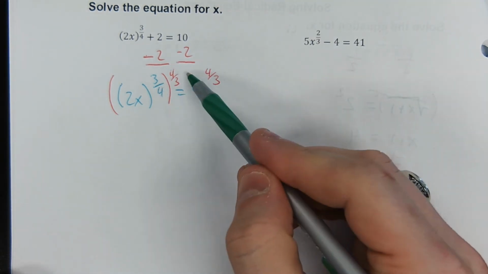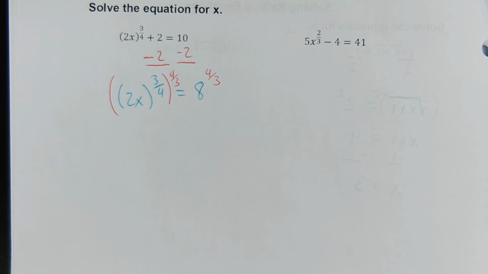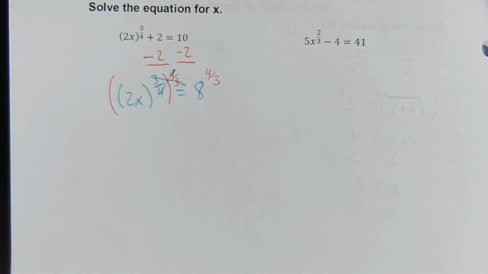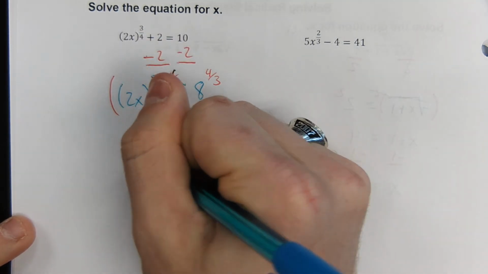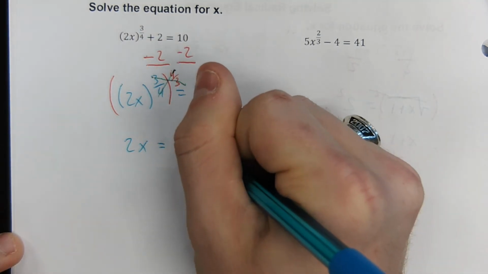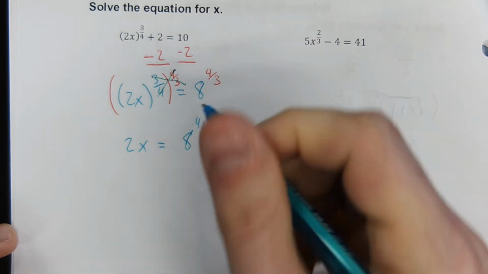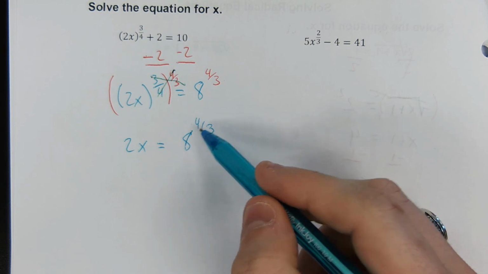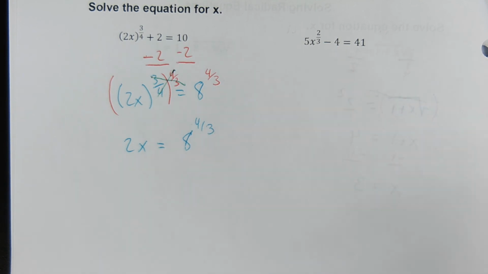When you raise a power to a power, you are multiplying your exponents. And when you multiply reciprocal fractions, they cancel one another out. What we have now is 2x equals 8 to the 4 thirds. And we tackled things like that in the last 2 days in our notes and in our practice. We can evaluate 8 to the 4 thirds by hand.